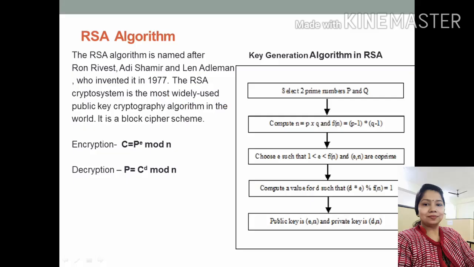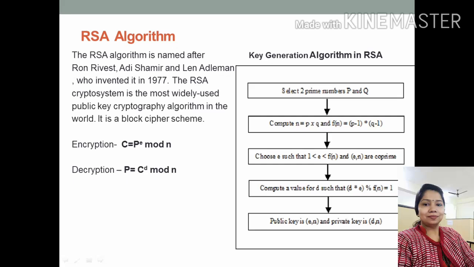RSA algorithm. The name RSA is given after three people, that is Rivest, Shamir and Adleman. It was invented in 1977 and it is the most widely used cryptography system.